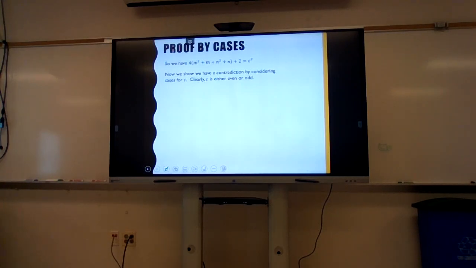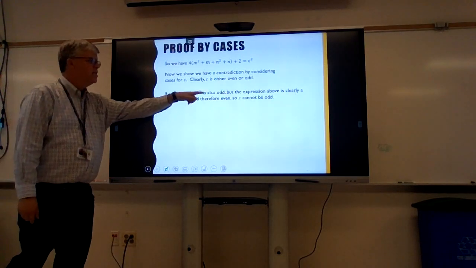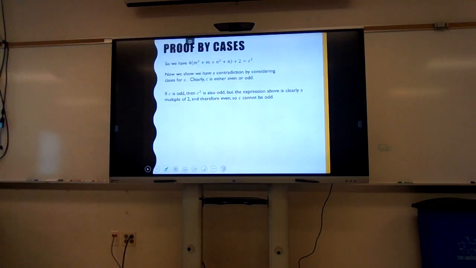If it's even, I can make a different argument. I can't make the same argument for both. That's why I'm doing cases here. Okay? So the odd one is simpler. If c is odd, then c squared is also odd. Now, do you follow why that's true?